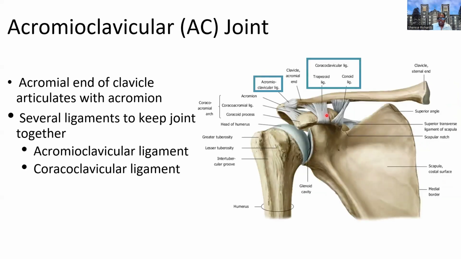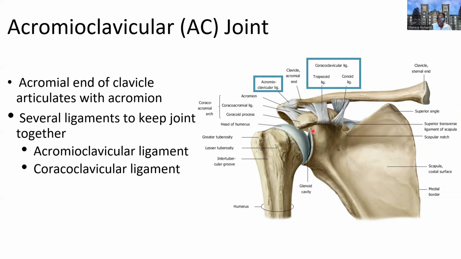Let's look at the acromioclavicular joint. This is between the acromion of the scapula, again, that's the top point, the highest most landmark of the scapula, and the acromial end of the clavicle. So this is what creates the upper shoulder joint. You can actually palpate this on yourself pretty easily. And there are several ligaments that actually secure these joints in place.